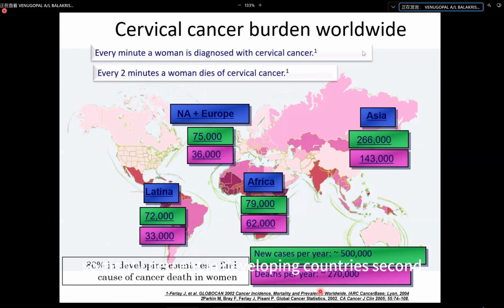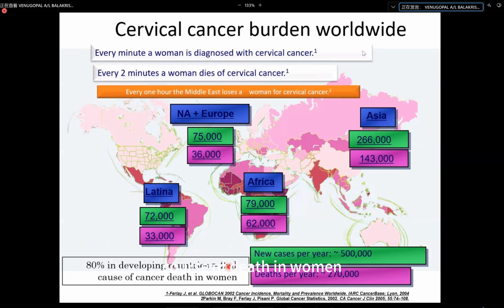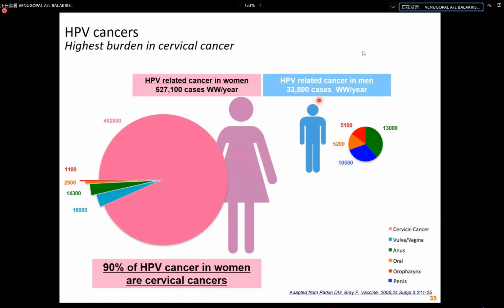Okay, so 80% in developing countries, second cause of death in women, and every 1 hour, the Middle East loses a woman to cervical cancer. So if you look here, put here 90% cancer, because these statistics were taken from a paper in 2006.